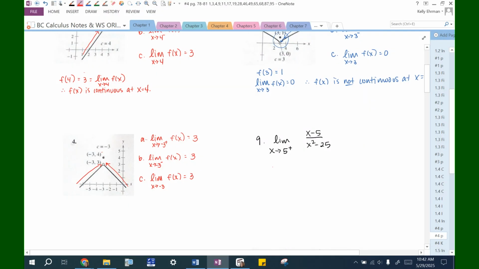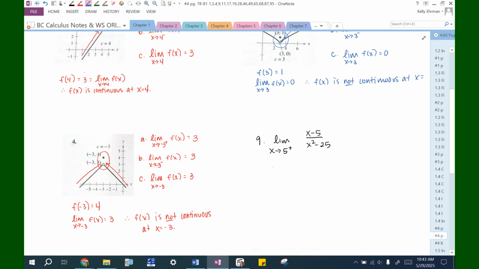Same situation as the last one, though. F of negative 3 is equal to 4, and the limit as x approaches negative 3 of f of x is 3. So therefore, f of x is not continuous at x equals negative 3.